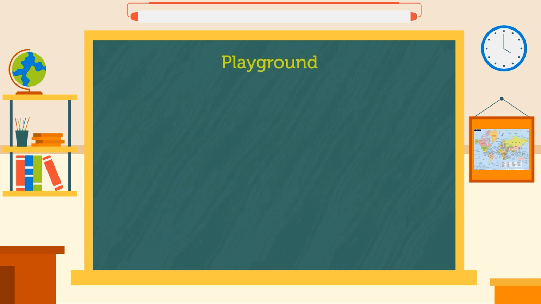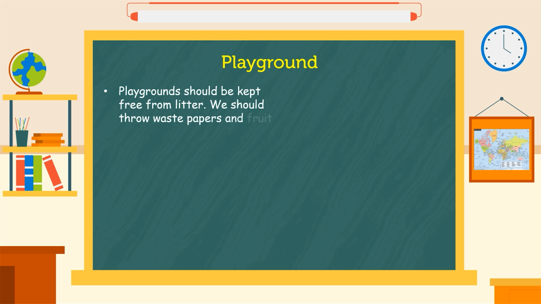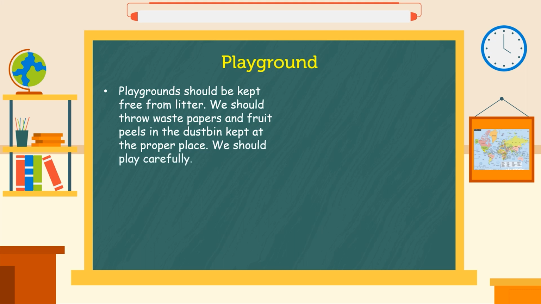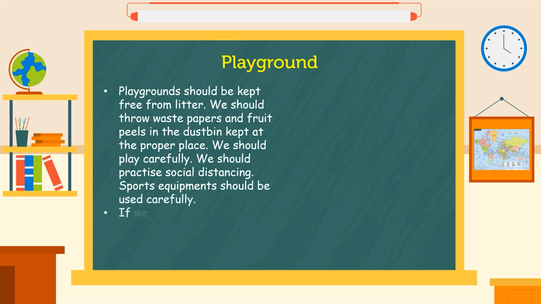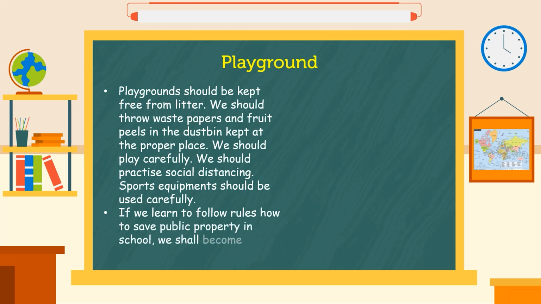Playground. Playgrounds should be kept free from litter. We should throw waste papers and fruit peels in the dustbin kept at the proper place. We should play carefully. We should practice social distancing. Sports equipment should be used carefully. If we learn to follow rules on how to save public property in school, we shall become ideal students.